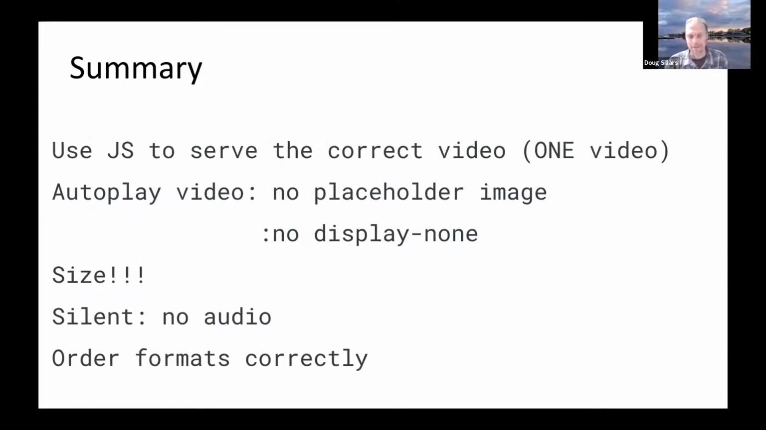So, a summary of all my examples of what not to do: use JavaScript to serve the correct video, the Trump Tower, right? Only serve one video. Put them in the right order if you have multiple videos using the source tag. If you're going to autoplay the video, you don't need the poster image. You don't want to use display none. Resize your videos so you're not killing people's data plan. If it's silent, you can remove the audio and then order the formats correctly. Like with those things, you can use the video tag and you'll be super successful. It's going to be such a better experience for your users.